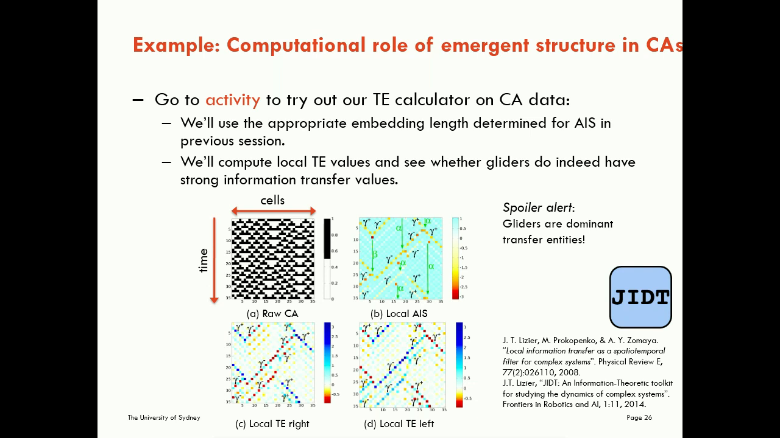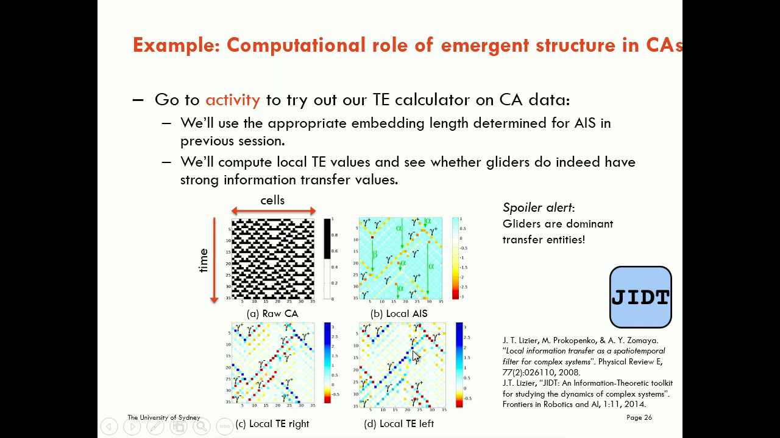It shouldn't be a surprise what the results are. I've dropped hints enough times through this and previous sessions that the gliders are indeed the dominant transfer entropies in cellular automata, and that is revealed by transfer entropy. As we can see here in our two bottom diagrams, the bottom diagram on the left is looking at transfer entropy to the right. The diagram on the right is looking at transfer entropy to the left, and we can see that right moving gliders are highlighted as having very strong information transfer entropy to the right, and left moving gliders are highlighted as having very strong transfer entropy to the left.